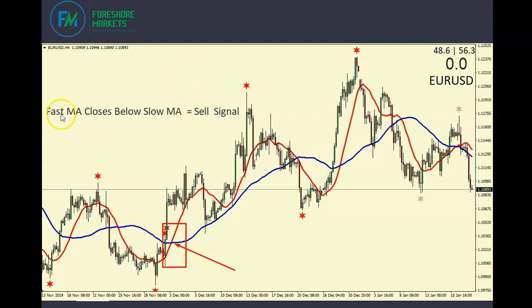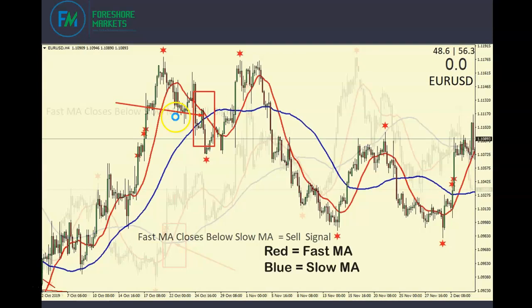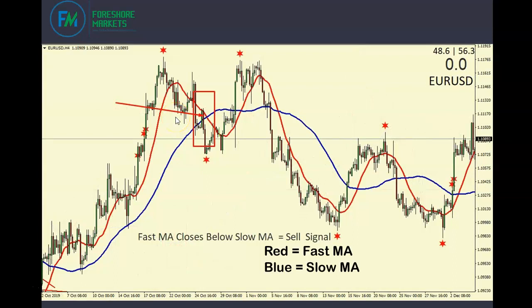This is wrong. This is not a sell signal. This is a buy signal. So please don't follow this. Okay, next one, for a sell signal. The fast moving average closes below the slow moving average. Red equals fast, slow equals blue.